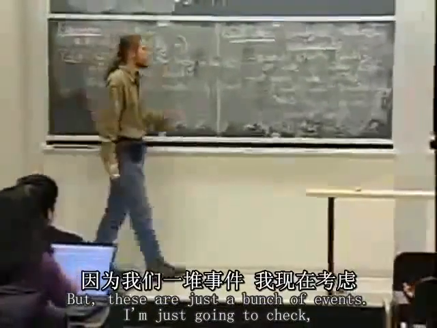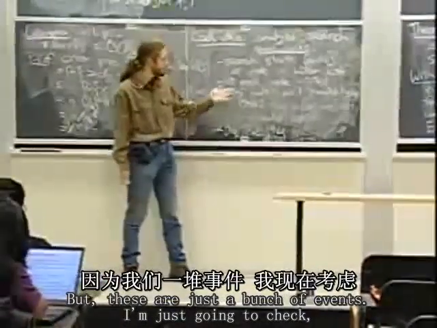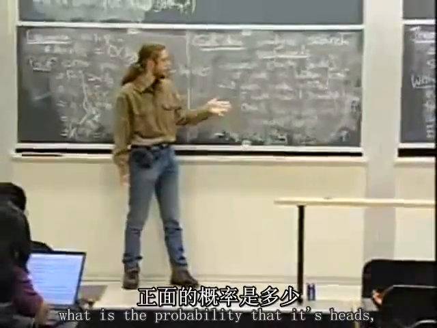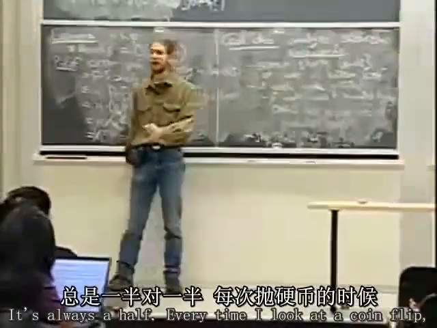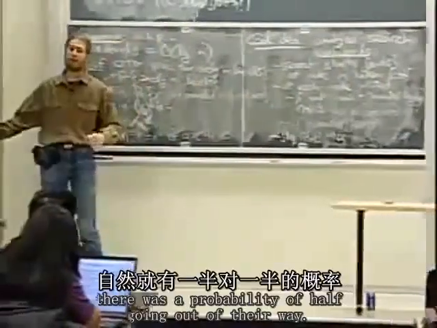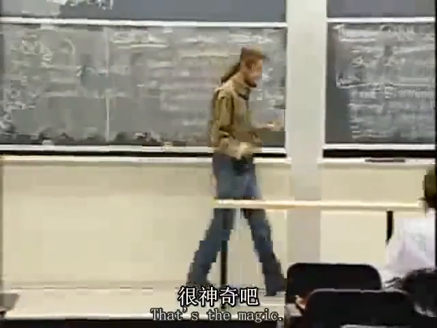But these are just a bunch of events. I'm just going to check what is the probability that it's heads and what's the probability it's tails. It's always a half. Every time I look at a coin flip, when it was flipped, there was probability a half of going either way. That's the magic.